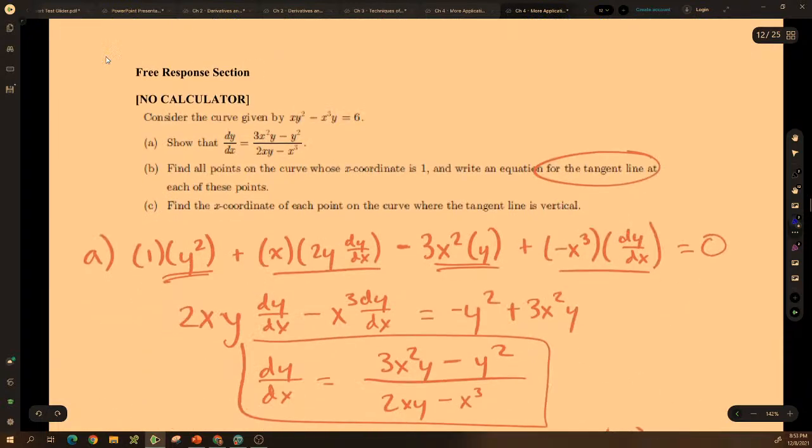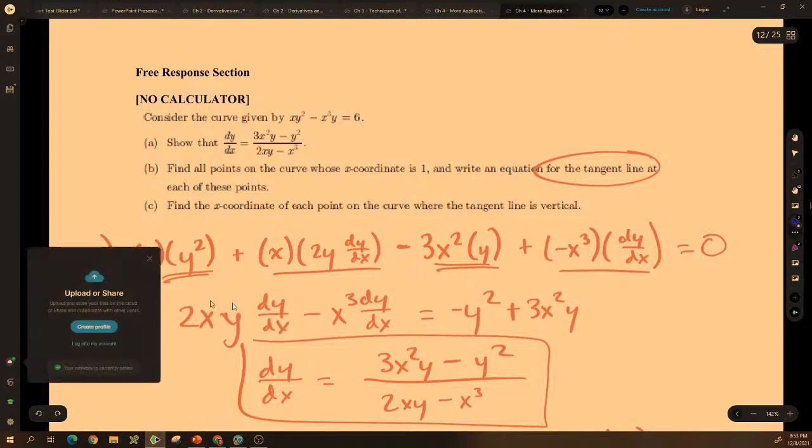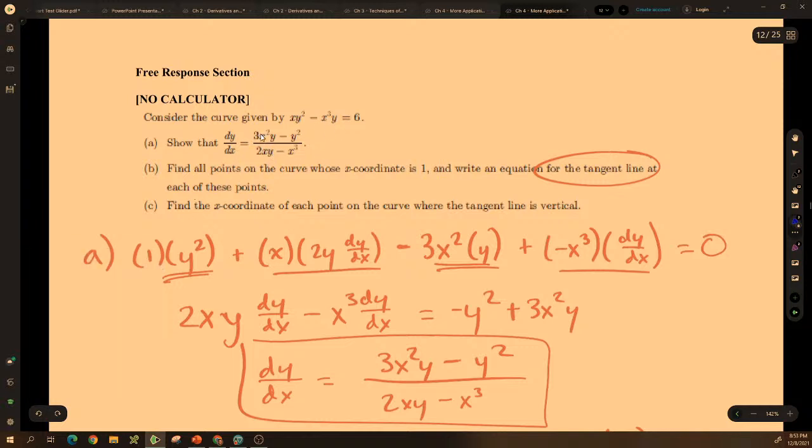Moving on to the FRQs, let's do these as quickly as I can because this video is already creeping up on an hour. So consider the graph given by this implicit equation. We know it's implicit because we see dy/dx with all these x's and y's. So show that dy/dx. They just want us to show step by step as much as we can.